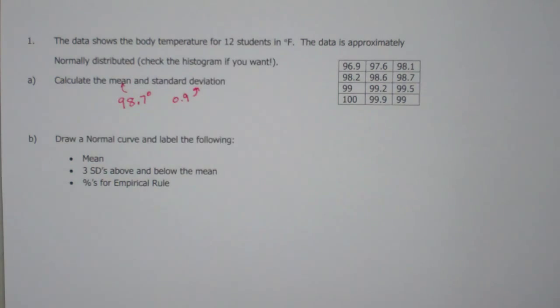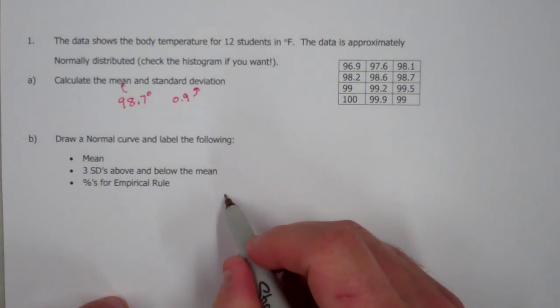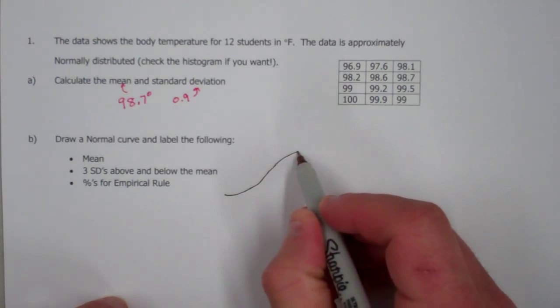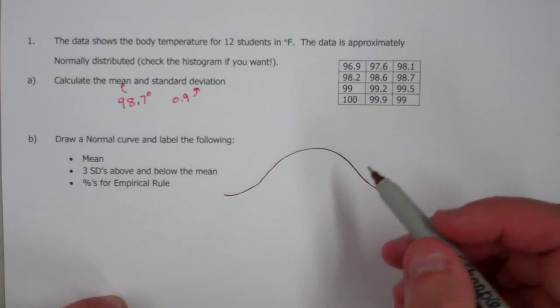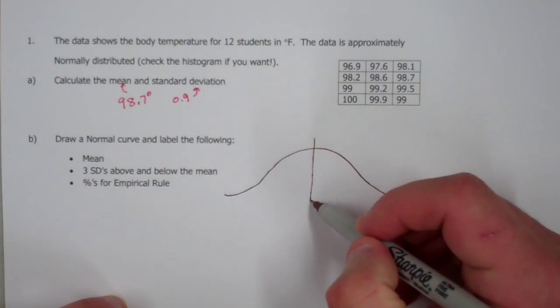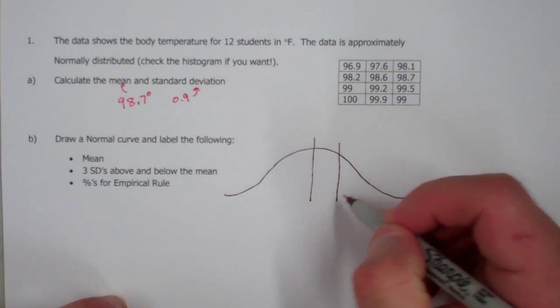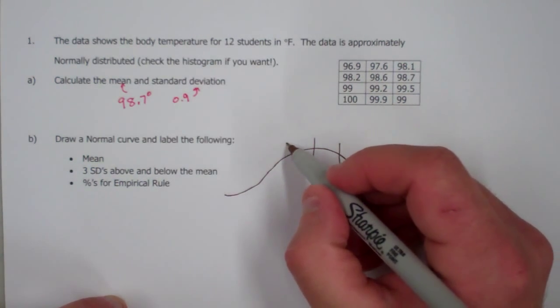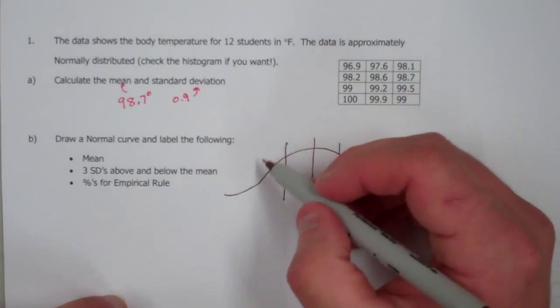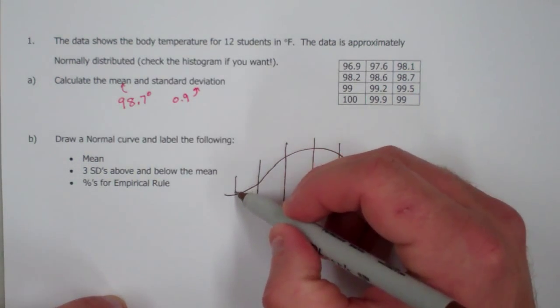What we'll do now is draw and label a normal curve. So a normal curve has kind of a bell-shaped look to it. It's tough to do by hand, but we'll get as close as we can. The mean is directly in the middle. There's 1 standard deviation above, 2, and 3. Here's 1 below, 2 below, and 3.